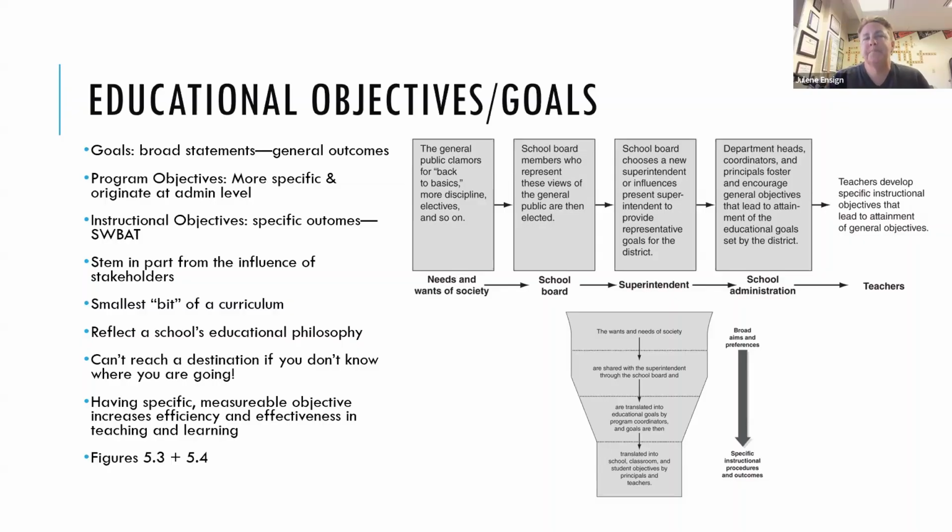And you can see here, we have the needs and wants of society. They talk to the school board, the school board talks to the superintendent, they collaborate with the admin at the school, who would be the principal, department heads, whatever, and then it flows back to the teachers. The same thing happens going from broad to very specific. By the time it gets to you as the teacher, things are very specific. We'll have more on that in a later chapter.